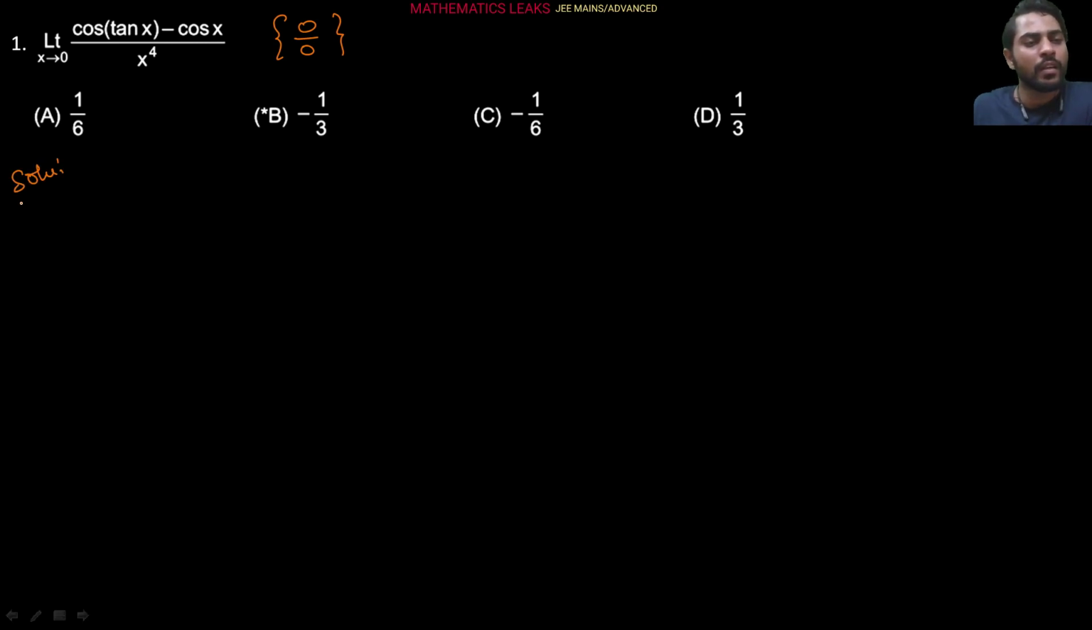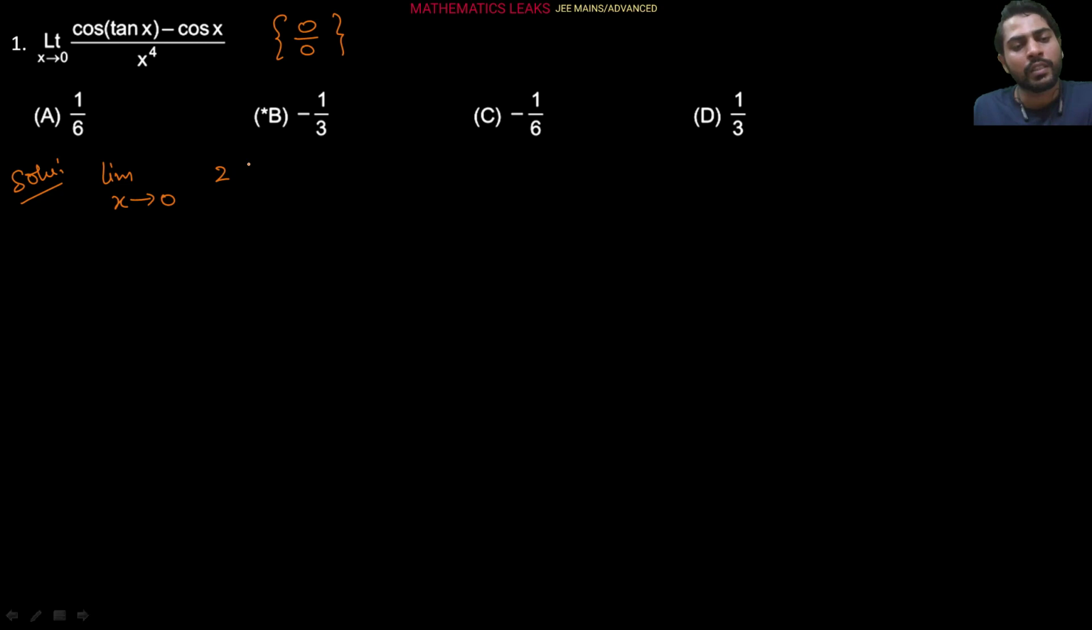So let's solve it. Here, 0 by 0 form, we cannot apply L'Hospital rule. It is time wasting only. Correct? Now we are going to use the factorization method. For that, you can see the cos C minus cos D formula can be applied here. So limit x tends to 0, we are using cos C minus cos D.